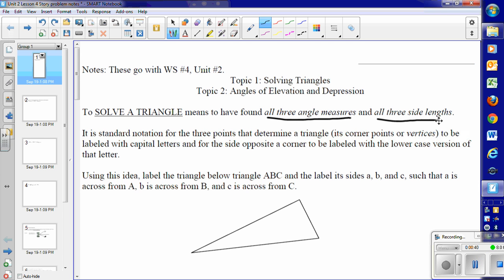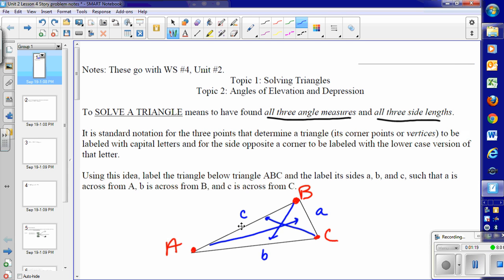It is typical that when we are labeling a picture for solving a triangle, the 3 points or corners, here, here, and here, are all labeled with a capital letter. So let's say that this is capital A, this is capital B, and this is capital C. And then it is typical to use the same letters, but lowercase, for the sides that are across from each of those angles. So here's angle A. Across from angle A, we'd put a small a. Across from capital B, we'd put small b. And across from C, we'd put small c.